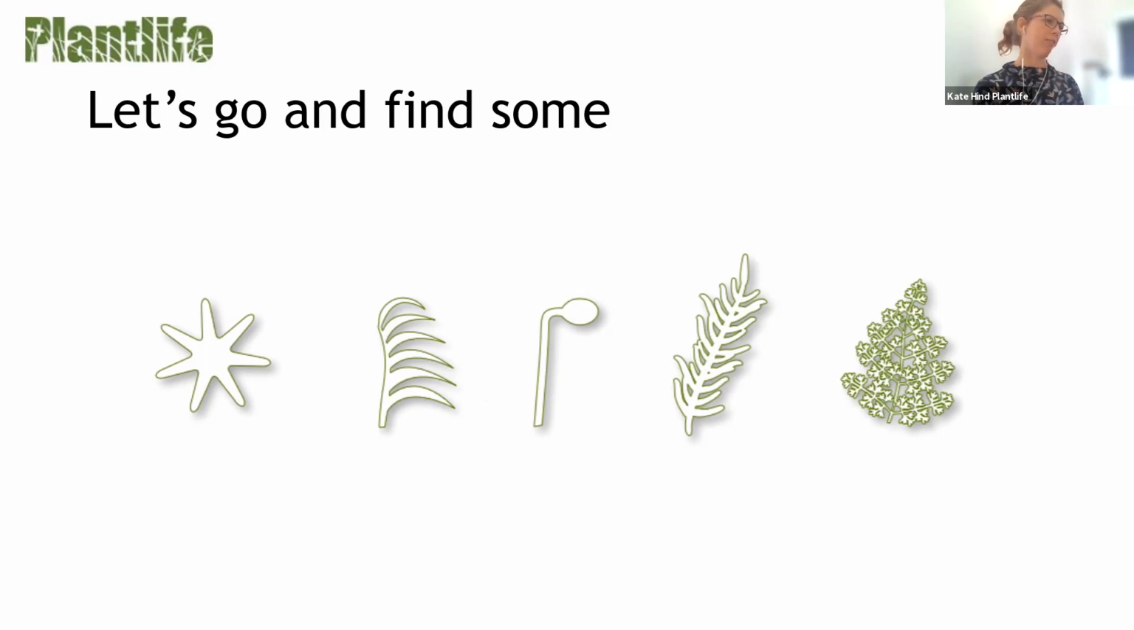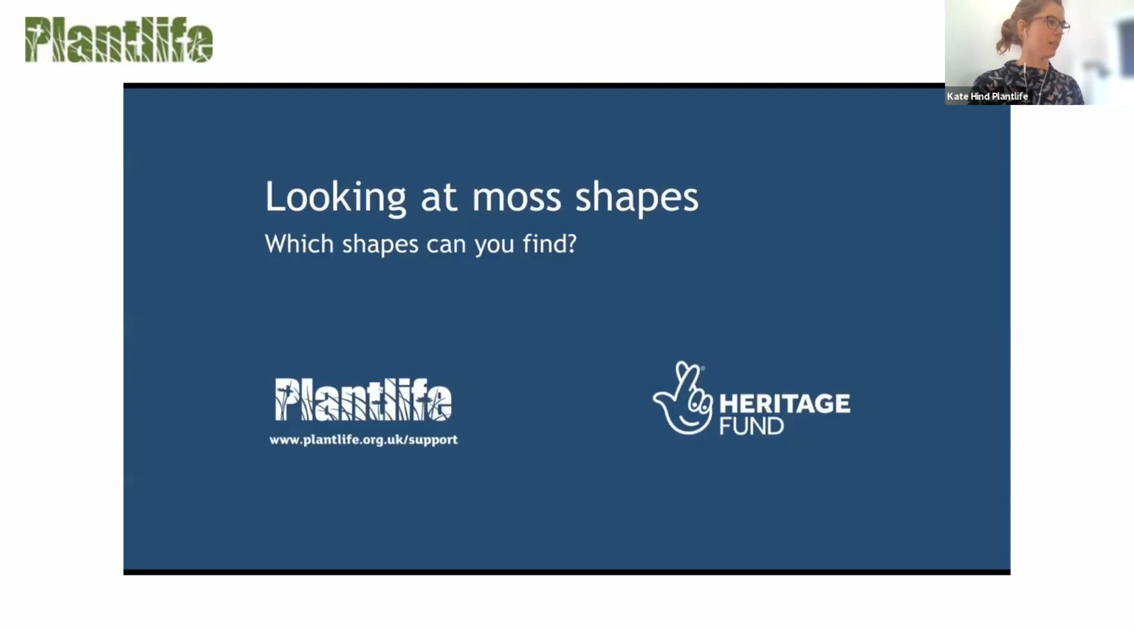It's a bit like the ferns. This one has got 1 division, it's pinnate. And the 5th one is what we call tripinnate. It's divided 3 times, and it gives this lovely feathery appearance. So I've just shown you these shapes, and now I'm going to show you a video of some woodland mosses that resemble these shapes.